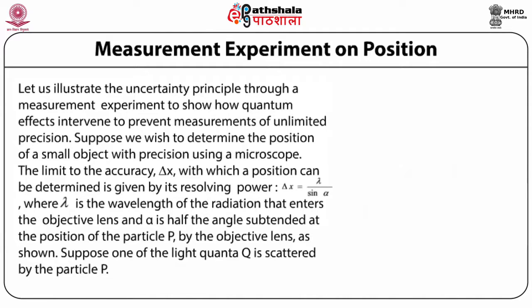Now suppose one quanta of light, quanta q, is scattered by the particle. Whenever a light quanta strikes the particle, it imparts a certain momentum to the particle. And this momentum that is imparted to the particle is of the order of h by lambda, where lambda is the wavelength of the radiation that is hitting the particle.